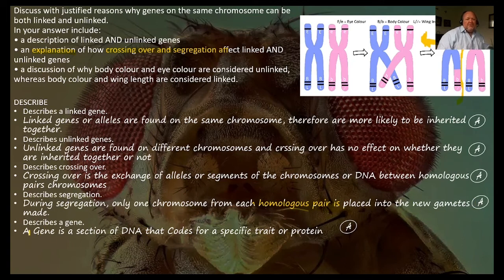Describe a gene. A gene is a section of DNA that codes for a specific trait or protein. 1, 2, 3, 4, 5 options there to get an A. And if you just studied the definitions, there is no way that you couldn't pass this, because you just needed 3 of them.